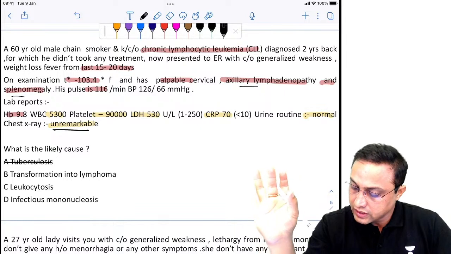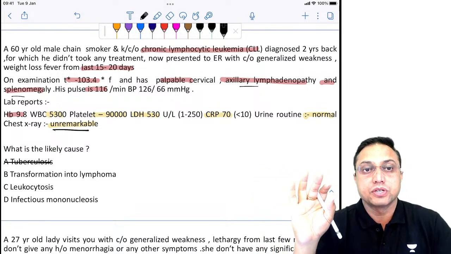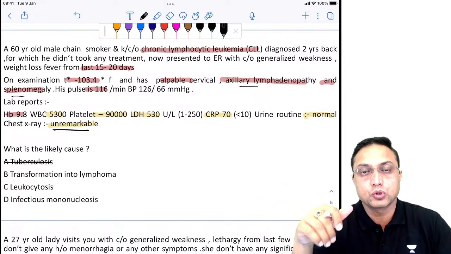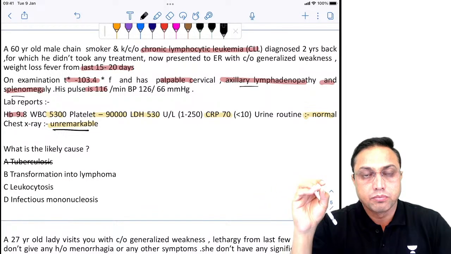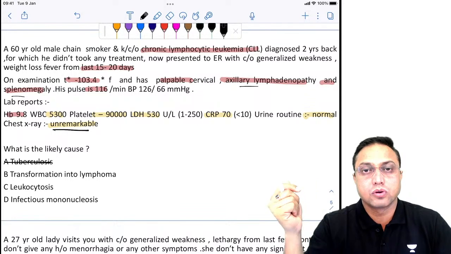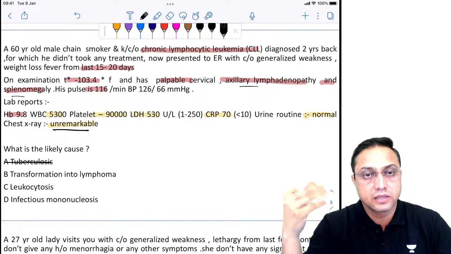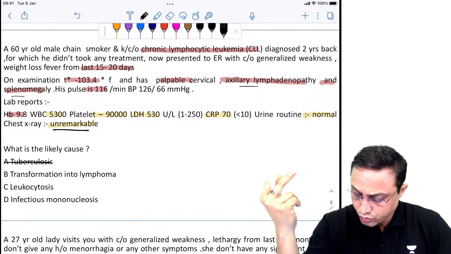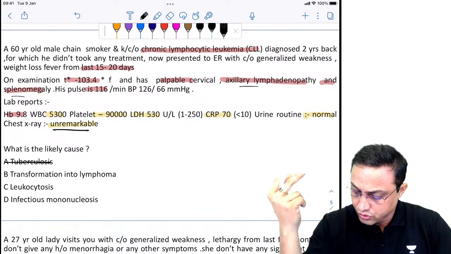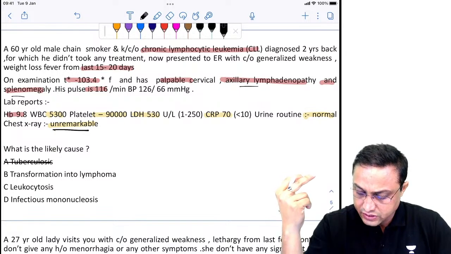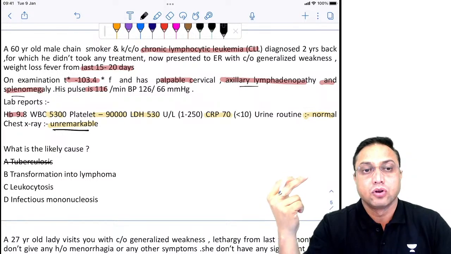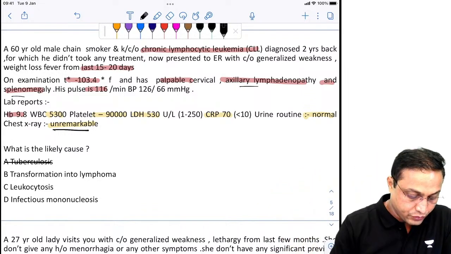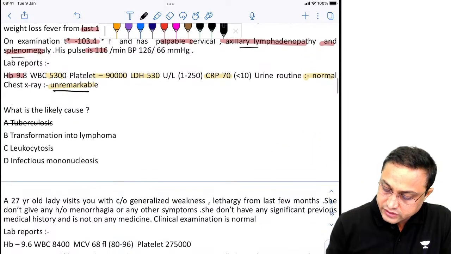In the question nothing has been mentioned, although immunocompromised patients like CLL patients are prone to develop opportunistic infections, or even tuberculosis, since the immunity is low. But still, from the examination point of view, or from the lab investigation, they are giving normal X-rays. So I am taking out tuberculosis. Okay, I will discuss this later.